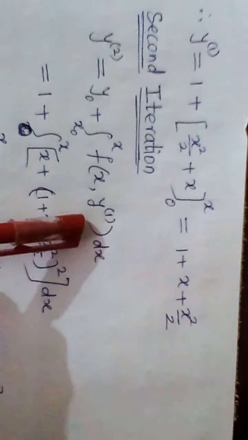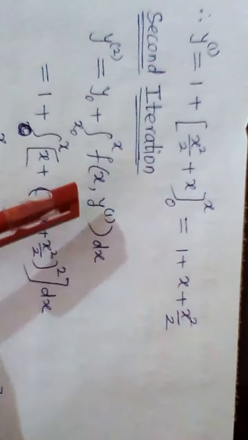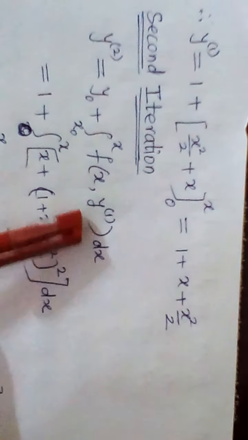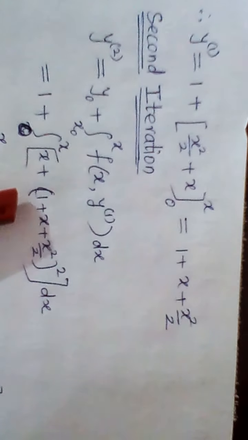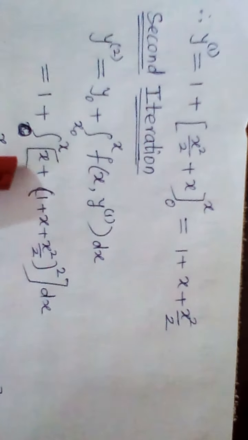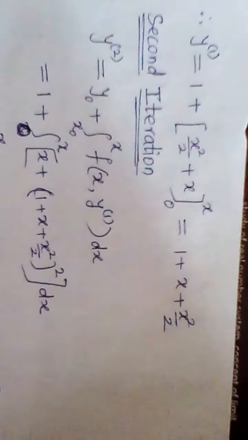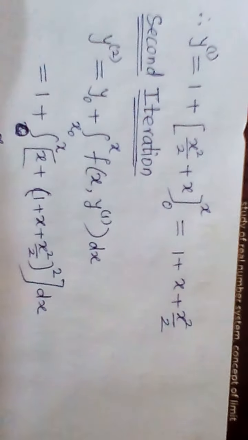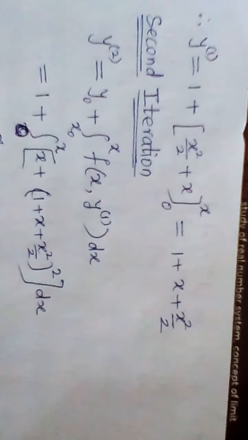Now let us put the value of y1. So what will be my functional value? The functional value will be x coordinate plus y square, so it is x plus (1 plus x square by 2) whole square. And what we have is y2 is equal to 1 plus integration from 0 to x of (x plus (1 plus x square by 2) square) dx.